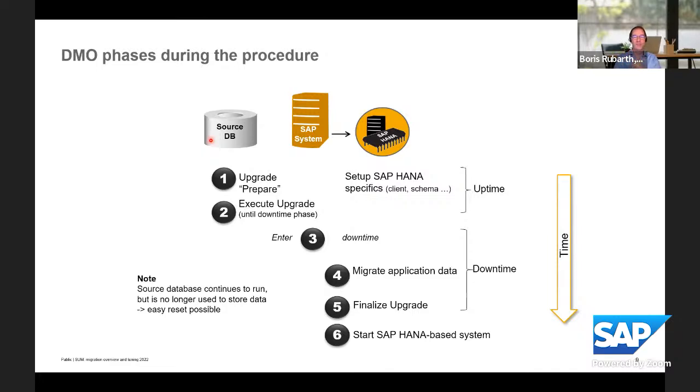Once we have finished the productive migration, of course, we will shut down the source database as we want to free resources. That's clear, but it's an easy way to reset this. This is a matter of 20 or 30 minutes, and then the system is back at the point in time where we have entered the downtime. That's the advantage. Now, there are some use cases or specifics for DMO.